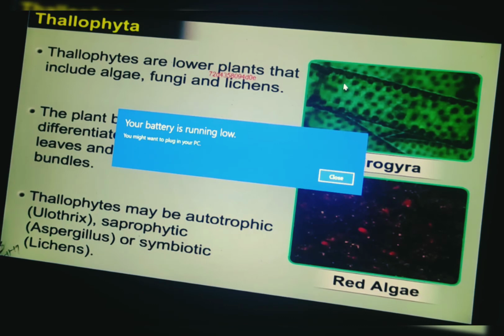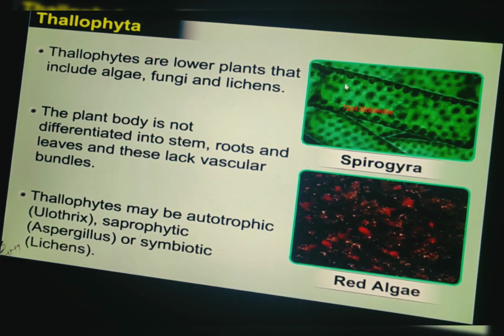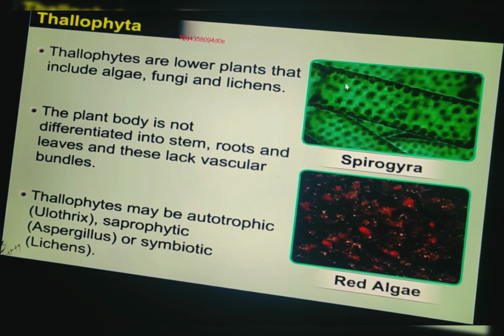Thallophyta consists of lower plants such as algae, fungi, and lichens. These plants are so called because their body comprises a thallus which is not differentiated into stems, roots, and leaves. They also lack vascular bundles. Thallophytes are autotrophic like Spirogyra, saprophytic like Aspergillus, and symbiotic like lichens. Thallophytes are either terrestrial or aquatic.